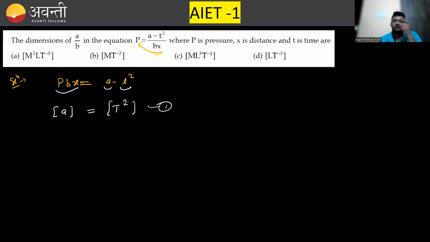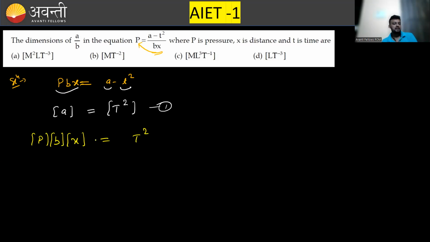You can say we got the dimension of A very easily. Now, again, if I say the dimension of PBX, the complete dimension of PBX, dimension of P, dimension of B, and the dimension of X. This is one term. Should also be T square, because each and every term must have same dimension.